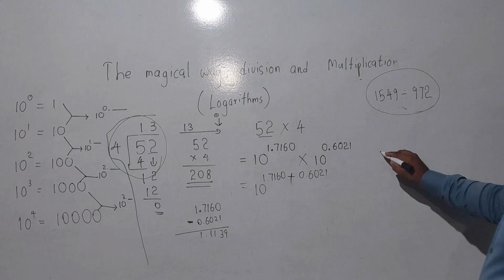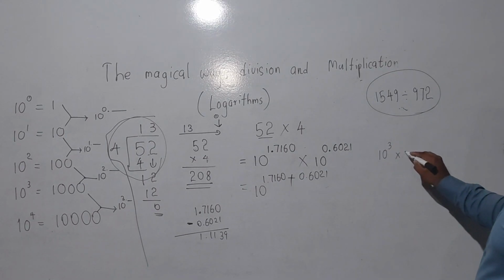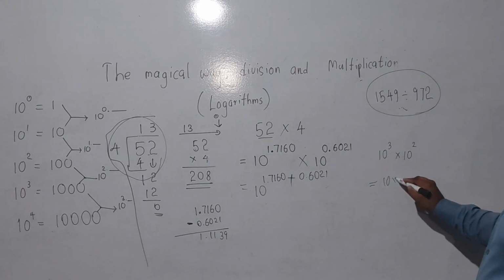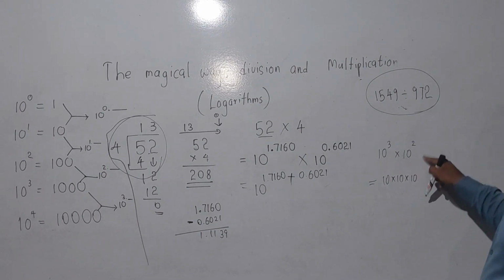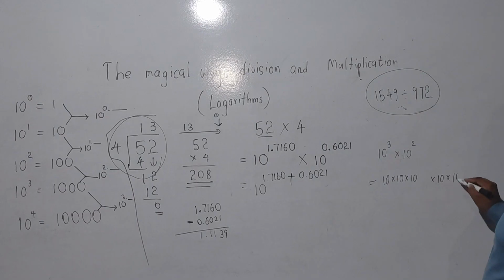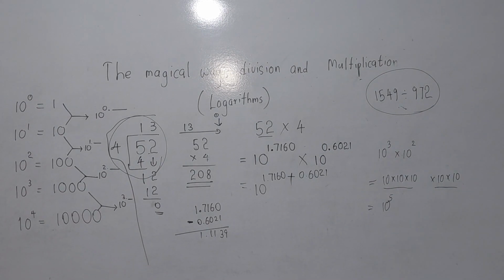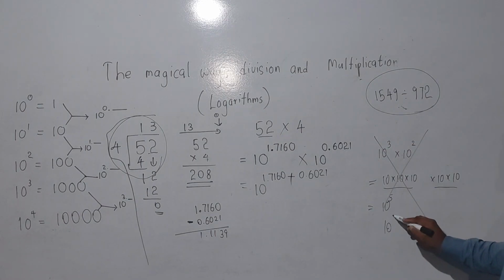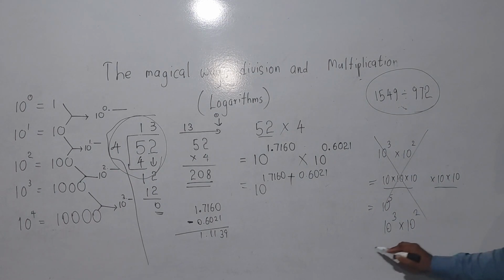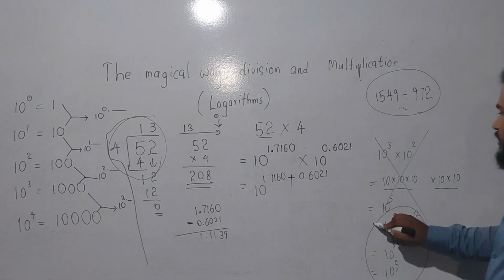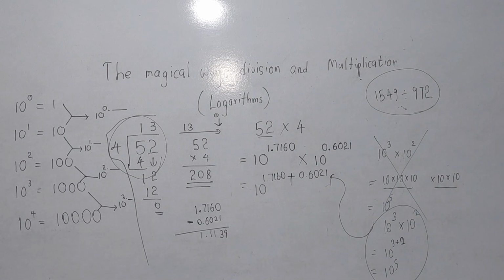According to indices laws, 10 to the power 3 into 10 to the power 2 will give you what? 10 to the power 3 is 10 into 10 into 10. 10 to the power 2 is 10 into 10. How many tens total? 10 to the power 5. Without doing this, what could we do? We can easily add 3 plus 2. It gives us 10 to the power 5. So we are applying this here. Now we are adding those values.